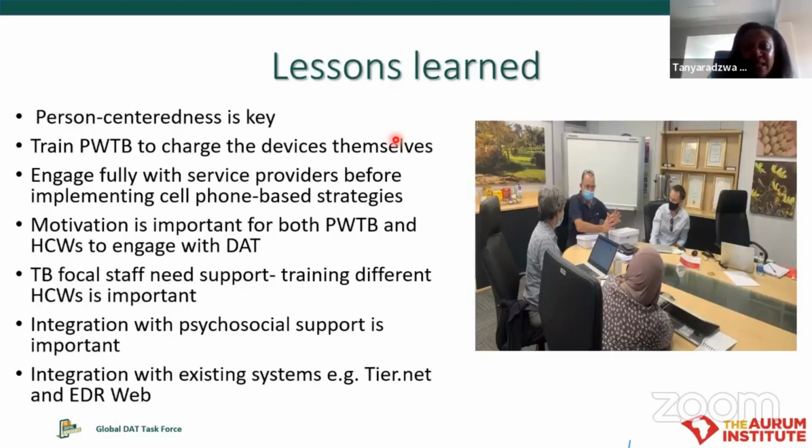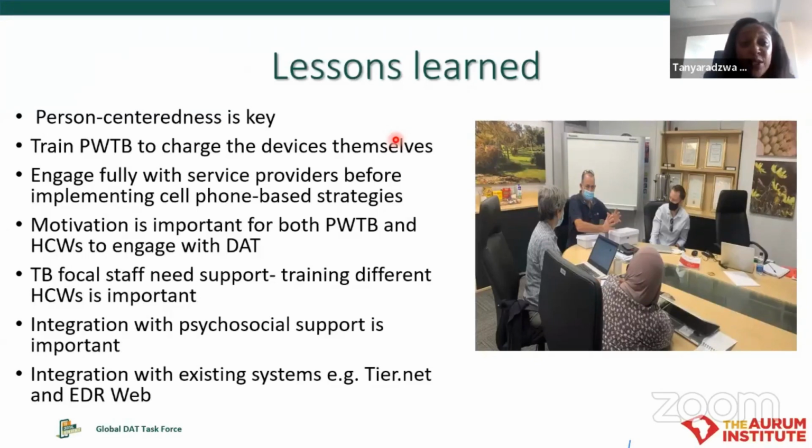So some of the lessons learned were that patient-centeredness is key. It's important also to train people with TB to charge the devices themselves. This could have avoided the glitch of depleted batteries and participants not being able to use the box, because someone needs to charge it, they need to make a trip to the facility and someone needs to charge the battery for them. So it's important to provide participants chargers if they've got electricity and they can easily charge themselves. And that was also a request and recommendation from people with TB for the future.